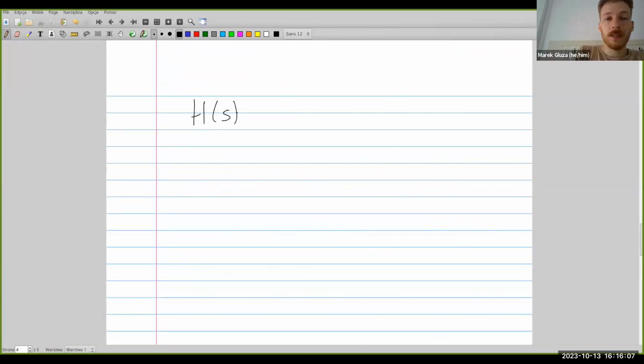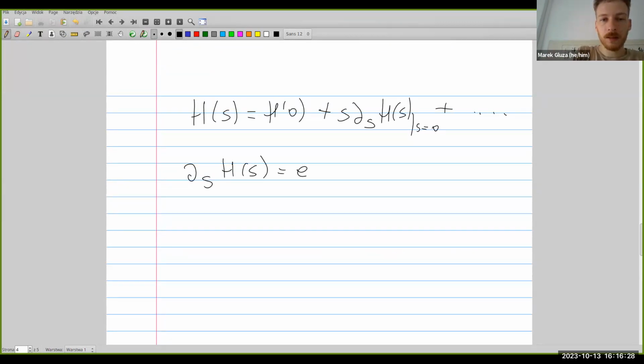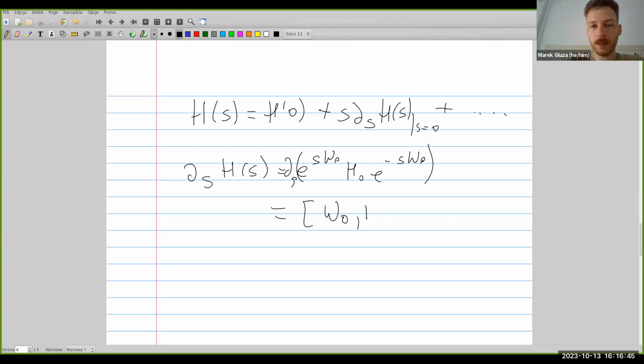We can look at h of s to be h of 0 plus s times the derivative dh/ds evaluated at s equals 0, plus some higher order terms. And now the derivative of h of s is d/ds applied to e^{sW0} H0 e^{-sW0}. And from this, we will see whether the bracket goes out in the right way. But what do we get? Naturally, we get the commutator [W0, H0] if we evaluate this at s equals 0. Okay? And this is h of 0, which is H0.